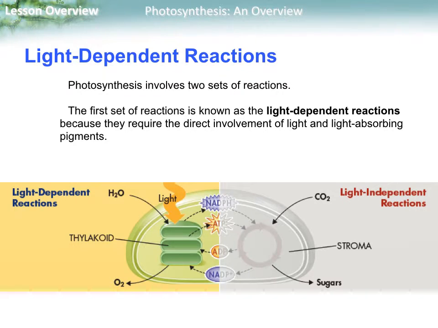All right, so photosynthesis involves two sets of reactions. The first set of reactions is known as light-dependent reactions because they require the direct involvement of light and light-absorbing pigments. So on the left, you see the light-dependent reaction. You see the light coming in. You need to see that you need water, that it happens within the thylakoid, and you can see that oxygen is emitted at the end.